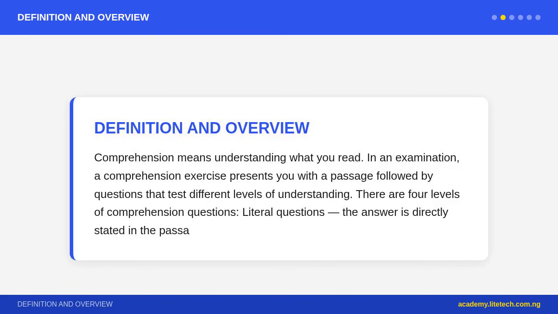Section 1. Strategy for answering comprehension questions. Step 1. Read the questions first. Before reading the passage, skim through all the questions. This tells you what information to look for when you read and helps you read purposefully rather than passively.